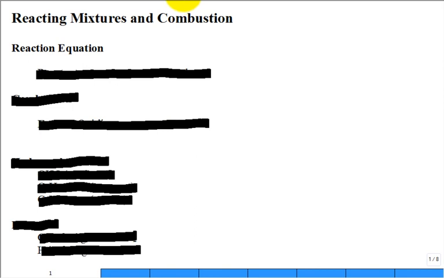So this next chapter is on reacting mixtures and combustion. And it's really, combustion is a particular type of reaction occurring with mixtures. So it's not a very general chapter. We're really focused on combustion. But there's a lot to do in combustion.